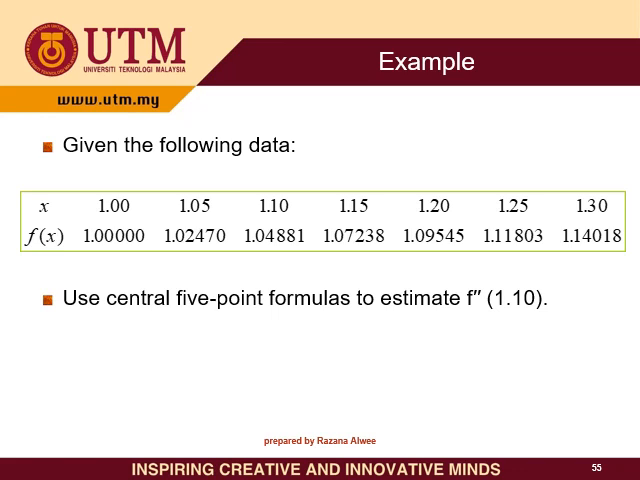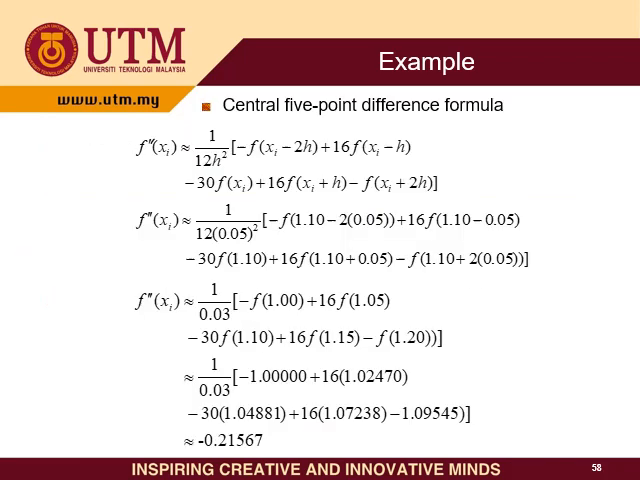Okay, use central 5-point formulas to estimate your second derivative at 1.10. So this is our 1.10, right? For the second derivative with 5-point formulas, we need to include our xi, 2 previous ones, and 2 after it. So this is our equation. Put our h inside here, and this is our xi, and this is xi minus 2h, xi minus h, xi plus h, and xi plus 2h. So actually you will get xi 1.10, and then 2 previous numbers, and 2 numbers after 1.10. Again put the f(x) into the equation, and you will get your approximation of your second derivative.